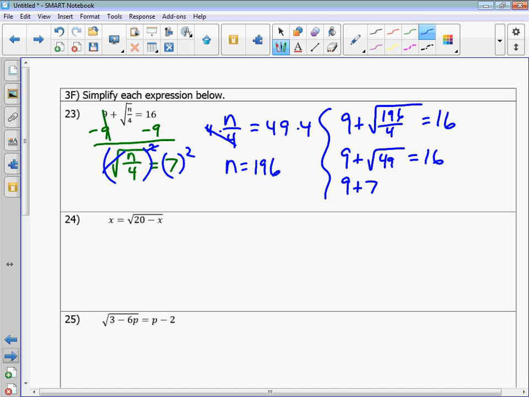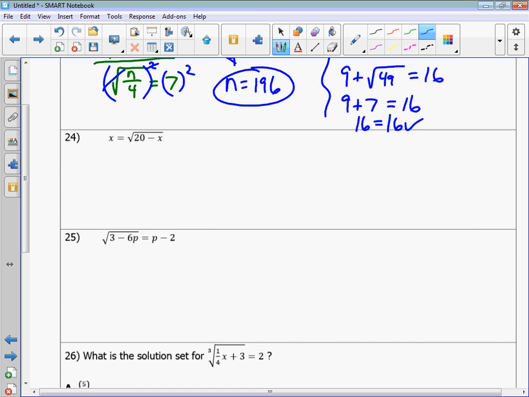Next, on the right side, number 24, the square root of 20 minus x is already isolated. So the square root is isolated, so we go ahead and square. We get x squared equals 20 minus x. Anytime you get an x squared, where a square is your biggest exponent, move all the terms to one side and use the quadratic formula. So add x, subtract 20. It's going to equal 0.